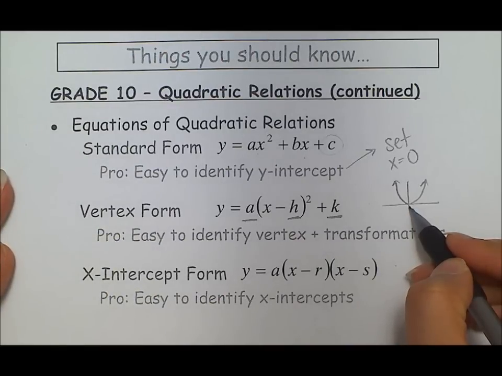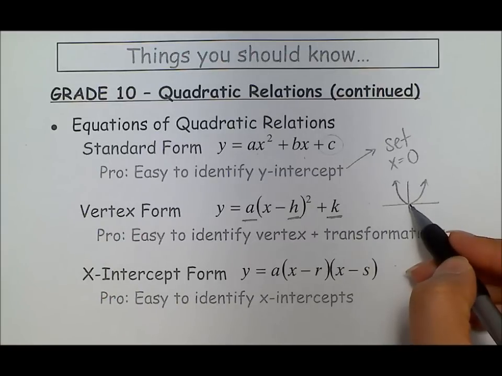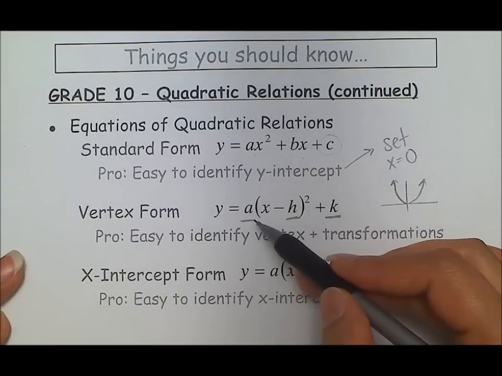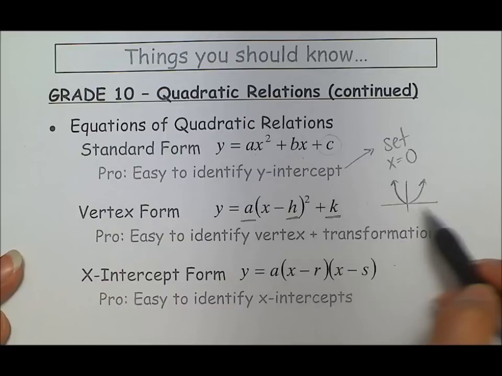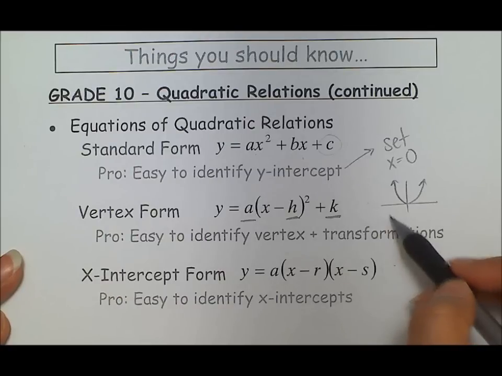Okay, so what we're going to be looking at are questions where we're looking at the graph of quadratic relations that have transformations applied to them. And what you'll notice is that the a value will either vertically stretch or compress it, or vertically reflect the graph. The h value will shift the graph to the left or to the right, and then the k value will shift the graph up or down.